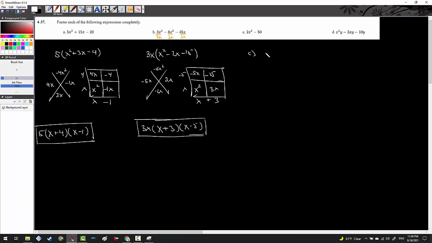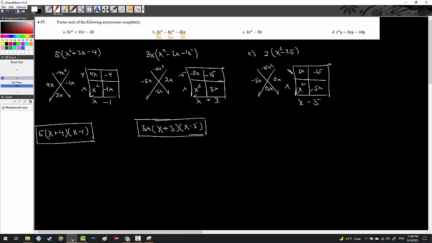And then C here, again, factor out that 2. I get x squared minus 25. Now from here, area model. So it's going to be negative 25x squared, 0x. So negative 5x, 5x. Into the area model we go. So I get x squared, negative 25, negative 5x, 5x, x minus 5, x plus 5. So 2 parentheses x minus 5 times x plus 5.